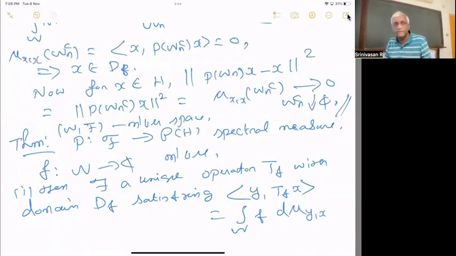What do you mean by measurable? It's a measurable function. Okay. The inverse image of a measurable set is measurable. You take a Borel set in R, and its inverse image should be in the sigma algebra. Okay. So that it satisfies. See, <y, D_f x> gives a number. Okay. So that defines it uniquely, this D_f x.